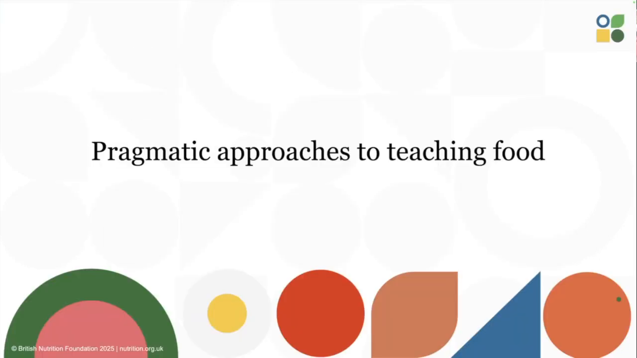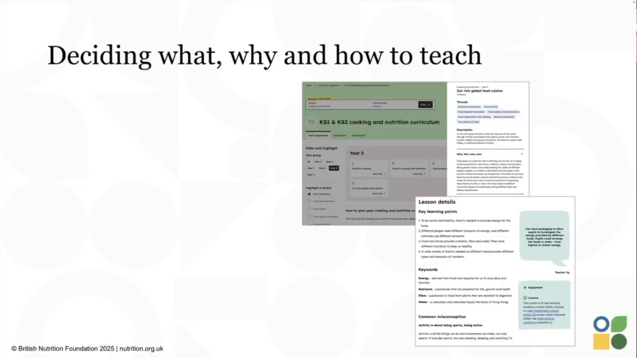So I'm going to move on to the next bit, which is all around the pragmatic approaches to teaching food in your school. Now, I'm going to hand over to Frances in a moment, but first of all, I just want to deal with deciding what, why, and how to teach. Now, this is really, really important, and I've given you some indication already about what you could do. Now, through the Oak system, the whole curriculum has been planned for you. And you can access this information on a whole spreadsheet.